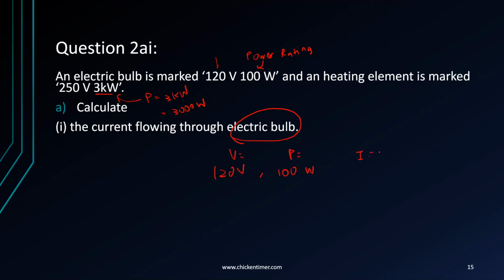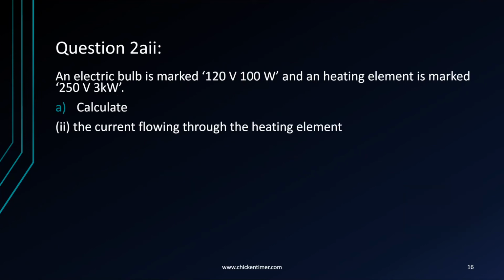Then they say find current. Same thing. So now you only look at this. P equals IV, so I equals P over V. Okay, formula correct. So power is 3000 divided by 250.